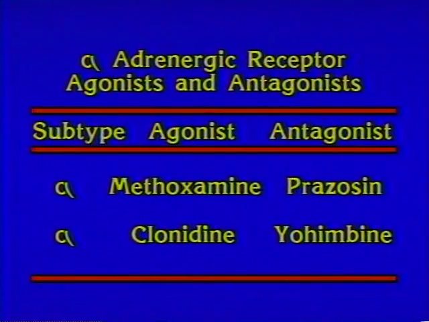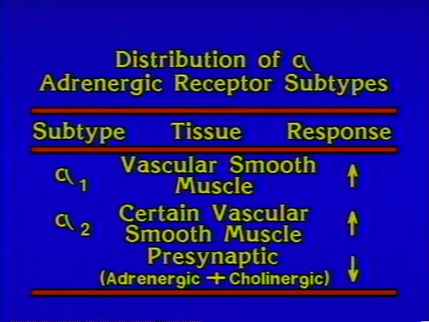The distribution of alpha receptor subtypes and the tissue response can be seen as follows. Alpha-1 receptor subtype is seen in vascular smooth muscle, where the effect elicited is a contraction of the vascular smooth muscle. Alpha-2 receptor subtypes are seen in certain vascular smooth muscle preparations, and again the response is contraction of the smooth muscle. In addition, alpha-2 receptors are located presynaptically on both adrenergic and cholinergic nerve terminals, where they mediate a decrease in the release of neurotransmitter.